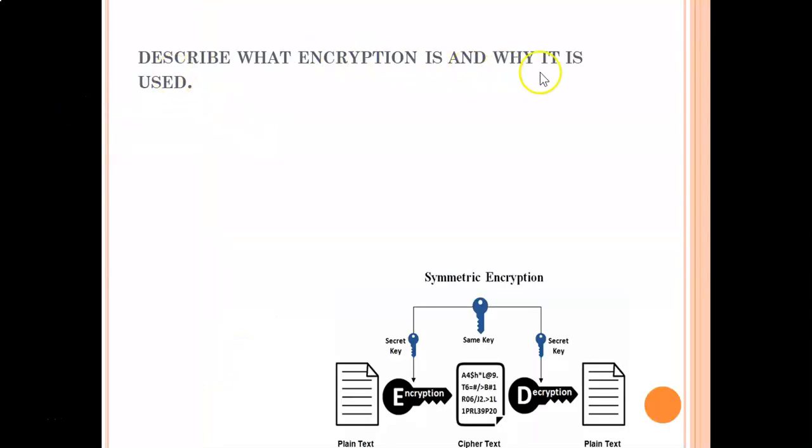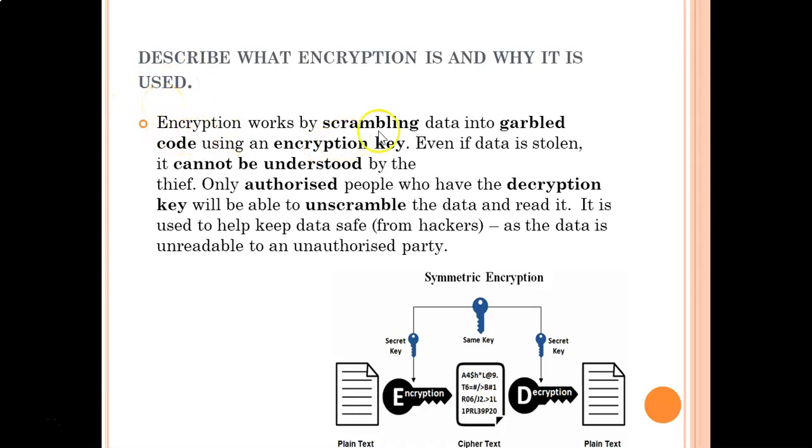So describe what encryption is and why it is used. So encryption works by scrambling data into garbled code using an encryption key. Even if data is stolen, it cannot be understood by the thief. Only authorized people who have the decryption key will be able to unscramble the data and read it. It is used to help keep data safe from hackers, as the data is unreadable to an unauthorized party.